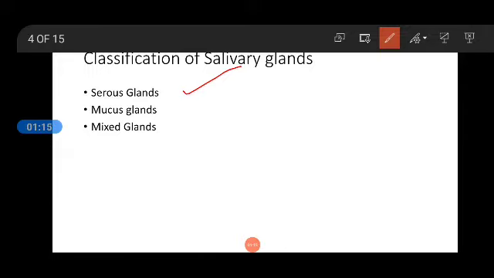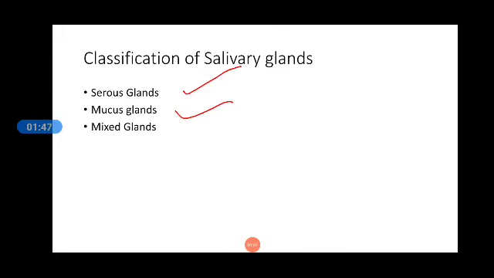Okay, next are the mucous glands. Mucous glands are mainly made up of mucous cells. These glands secrete thick, viscous saliva with high mucin content. The lingual mucous glands, buccal glands and palatal glands belong to this type. The third category, the mixed glands, are made up of both serous and mucous cells. The submandibular, sublingual and labial glands are the mixed glands. So these are the classifications of salivary glands.